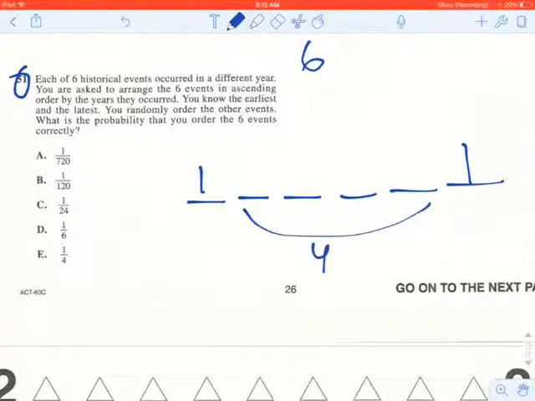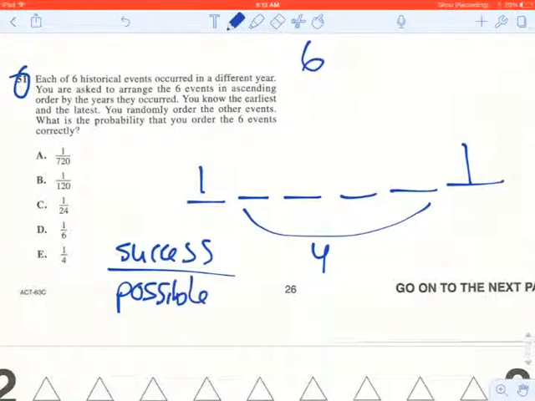So if we're randomly ordering them, there's one right one, right? Probability is always the number of ways that you can have a success over the total possible ways that you could pick an answer. So here we've got 4 possible events left, and only one of them is right. So we've got a 1/4 chance of getting that. Now, after we've placed this here, assuming that we got it right, we're left with 3, right?